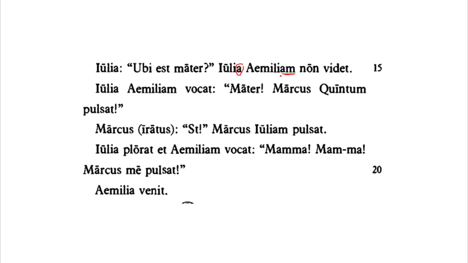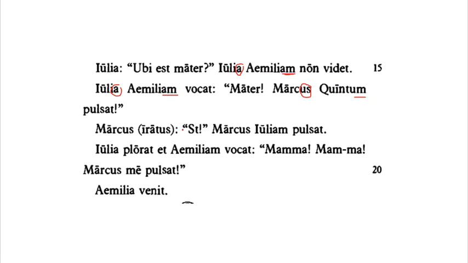You could not have a sentence that says Julia Aemilia non videt. It wouldn't work. It wouldn't make any sense. You need that to be in the accusative case. So then again, basic form of the sentence is retained. Julia, subject, Aemiliam vocat, she calls Aemilia, mater. Marcus, right here as you're reading, you'll see Marcus is in the nominative, he's your subject. Quintum pulsat, Marcus punches Quintus, right?